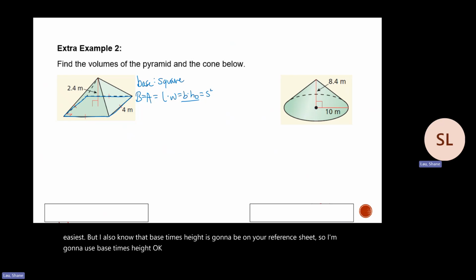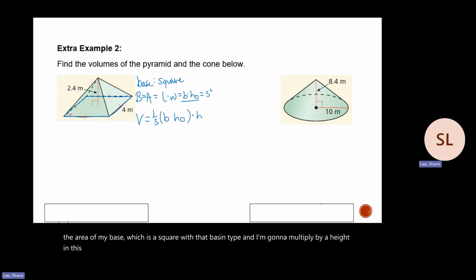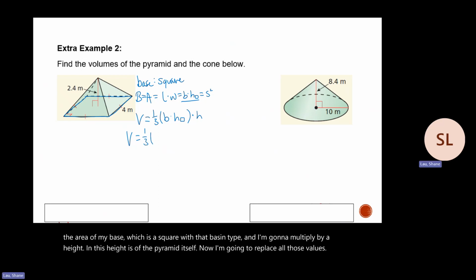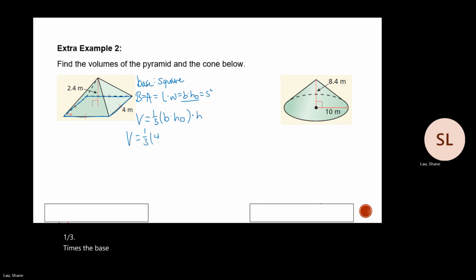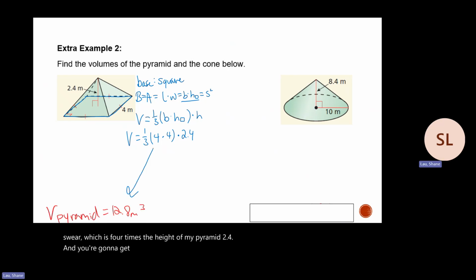So for my volume, I have that 1/3. I'm going to multiply the area of my base, which is a square, with that base times height. And I'm going to multiply by a height, and this height is of the pyramid itself. Now I'm going to replace all those values. 1/3 times the base, which is 4, times my height of the square, which is 4, times the height of my pyramid, 2.4. And we are going to get our answer right here.